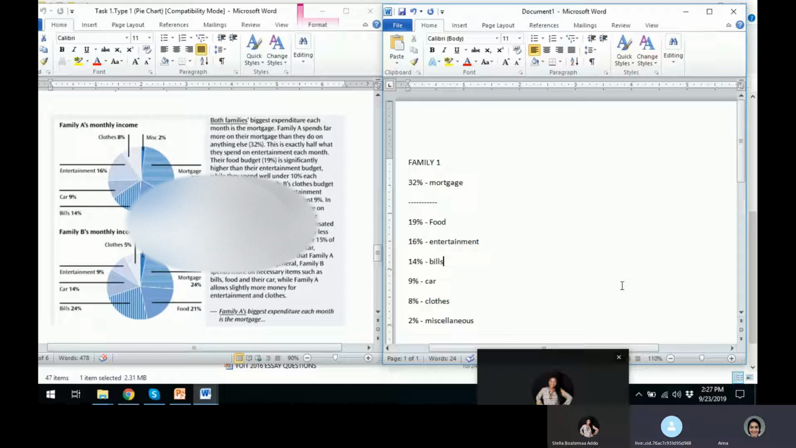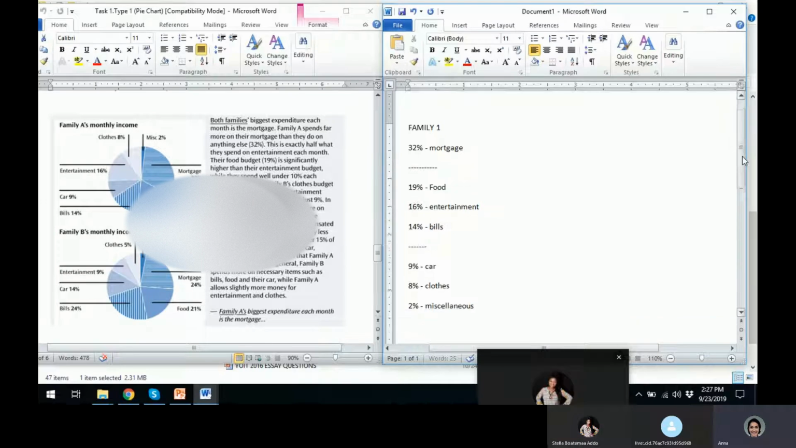In other words, which numbers can I group together? Clothes, bills. So if you ask me, Khadija, where will you cut it? 14. Okay, there. So that's how you do it.